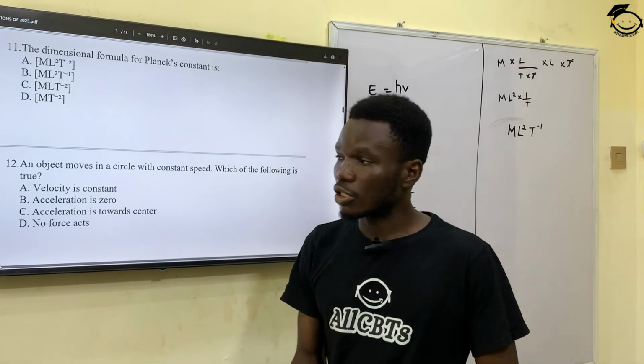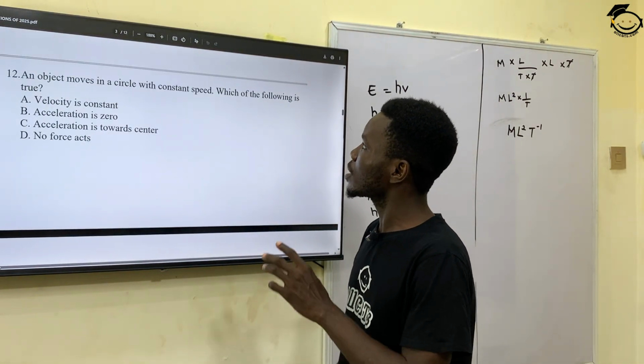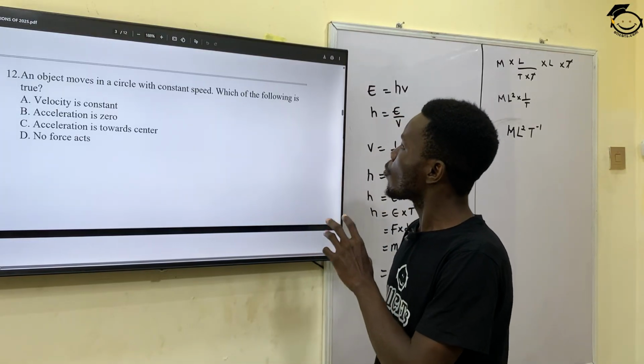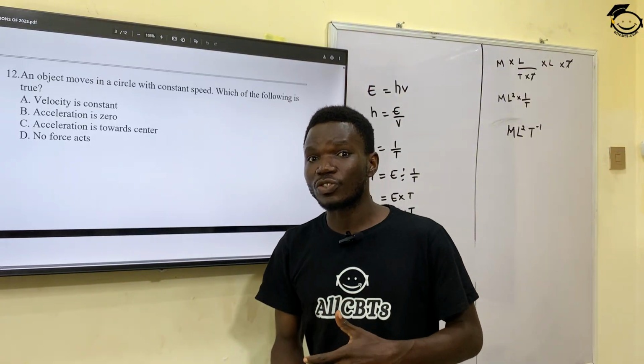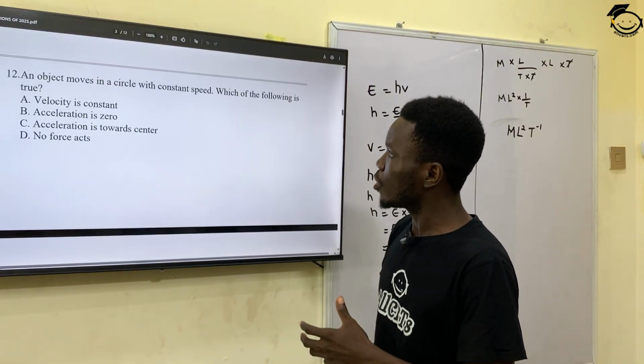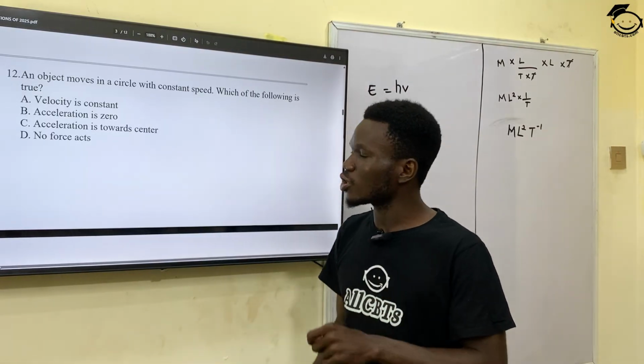So that takes us to question number 12, which says an object moves in a circle with constant speed. Which of the following is true? So when an object moves in a circular path, we know that what? The speed is constant, but the velocity is not constant. Why?